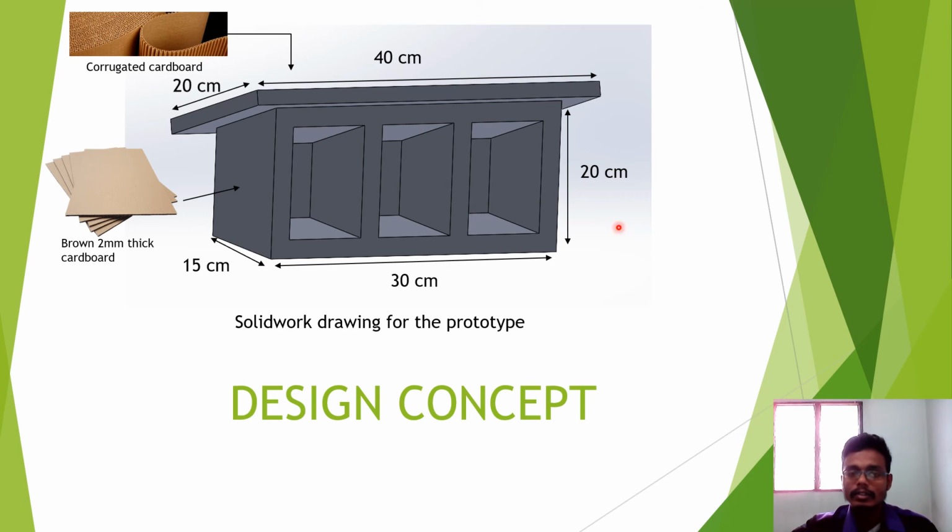This is the design concept for my project. For the top I am using corrugated cardboard, and for the wall I am using brown 2 mm thick cardboard, and the dimensions are as follows. The ground is 15 by 30 by 20, and for the roof I am using 40 by 20 cm.